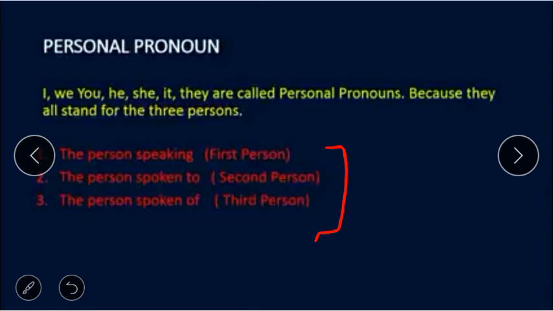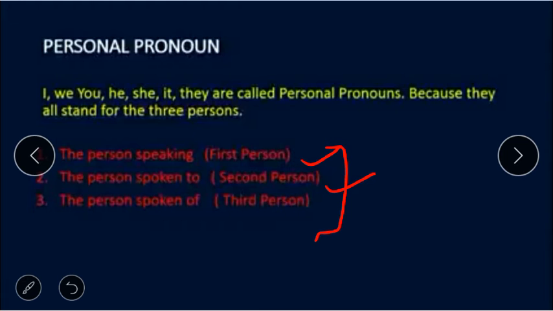The person speaking is the first person. The person spoken to, with whom you are speaking, is the second person, and the person spoken of is the third person. So learn this. Like I am speaking, I am the first person. So what word have I used for myself? I. So I is used for the first person.